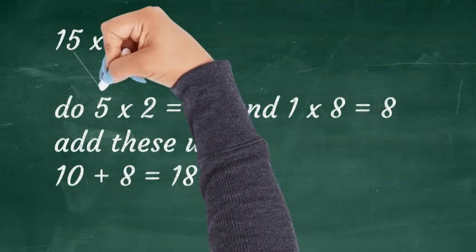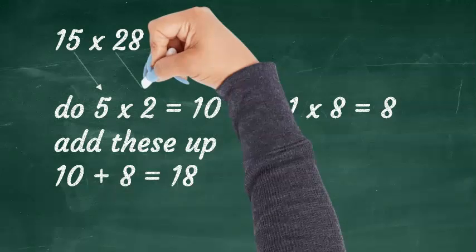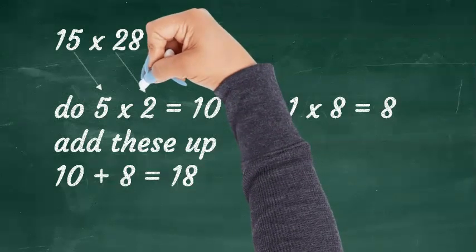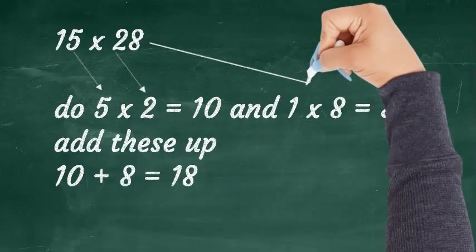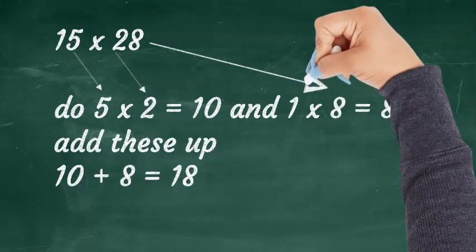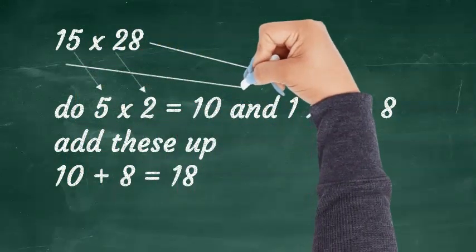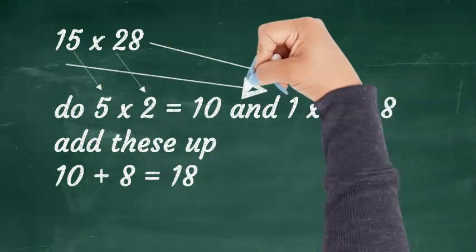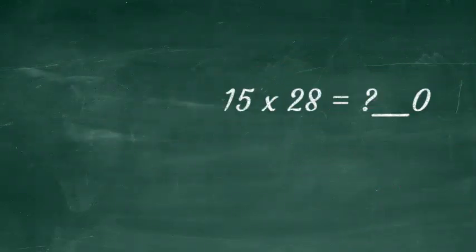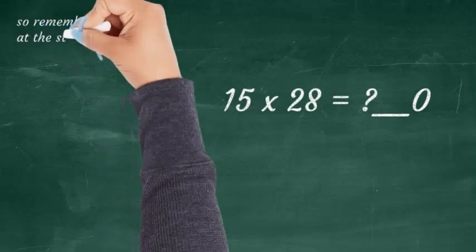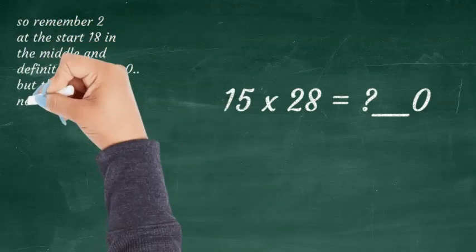So, to find the middle part, we multiply 5 times 2, which is 10. Then we multiply 1 times 8, which is 8. You see that we're using the end of the first number, the start of the last number, and then the start of the first number, and the end of the second number. So remember the 2 at the start, 18 in the middle, and definitely ends in 0.